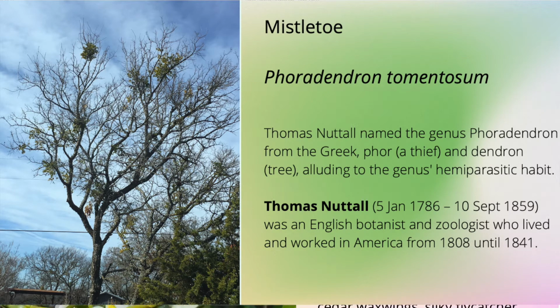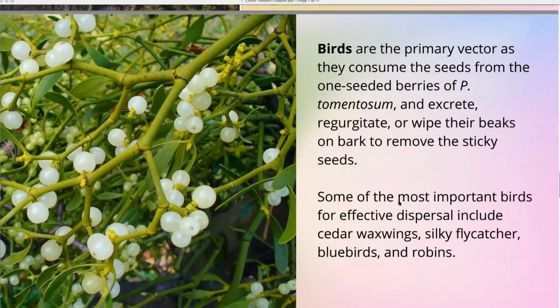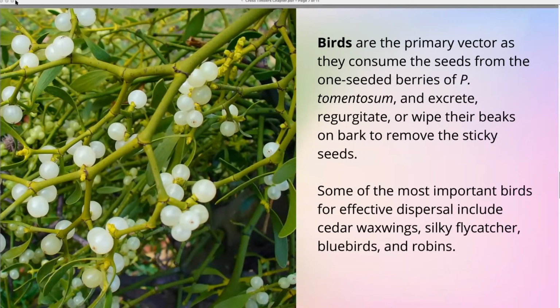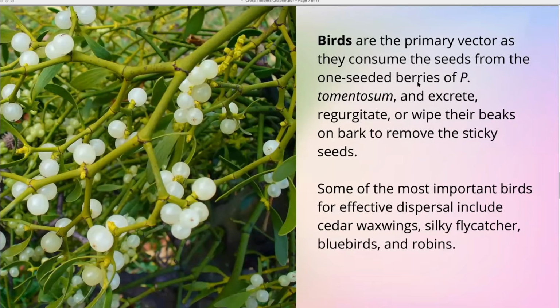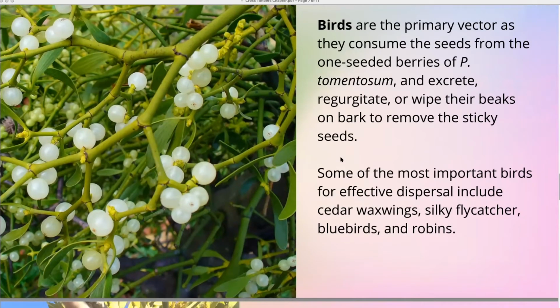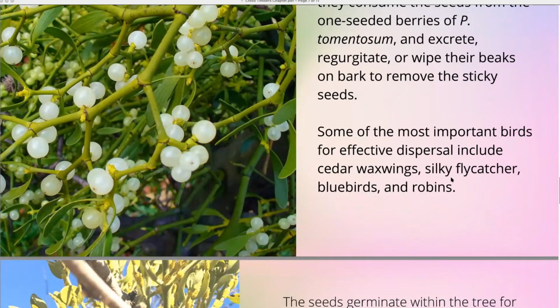So how does it get there? In this picture here, you can see the little white translucent berries. Birds are the primary vector for mistletoes. They consume the seeds from the one-seeded berries of mistletoe and excrete, regurgitate, or wipe their beaks on bark to remove the sticky seeds. Some of the birds that do this are cedar waxwings, silky flycatchers, bluebirds, and robins.